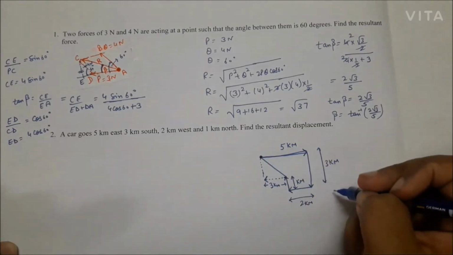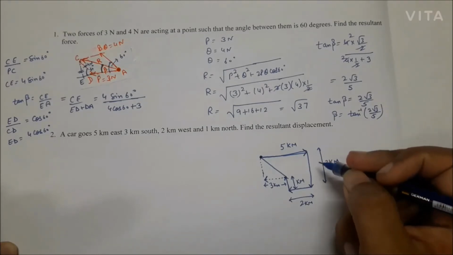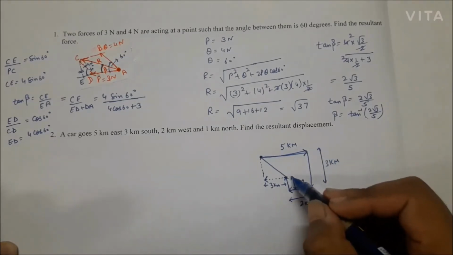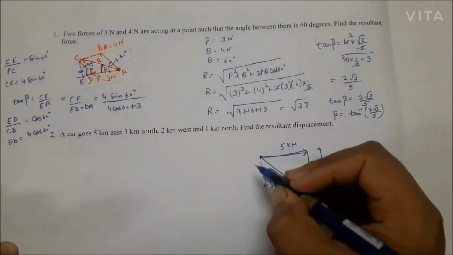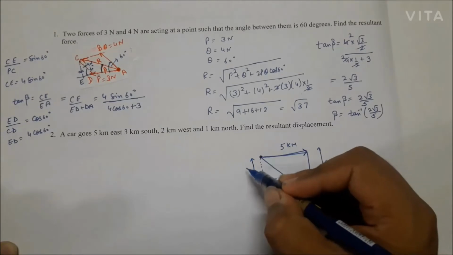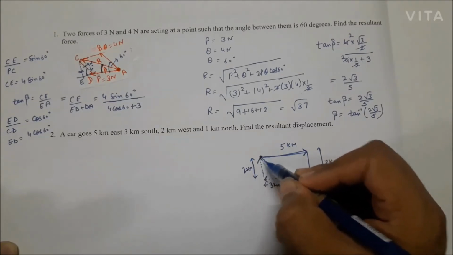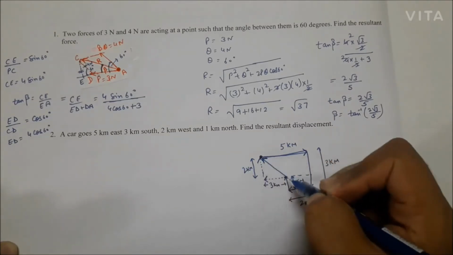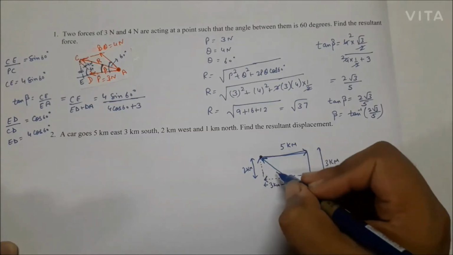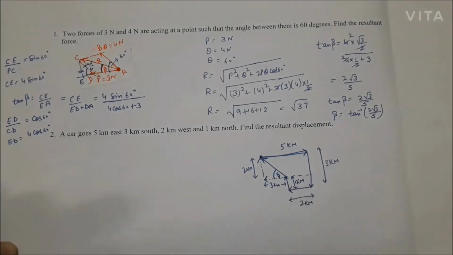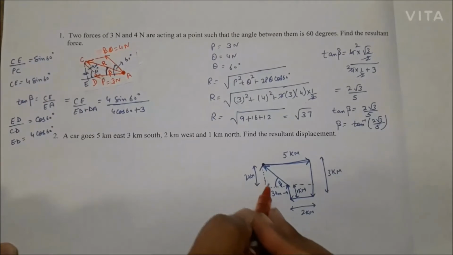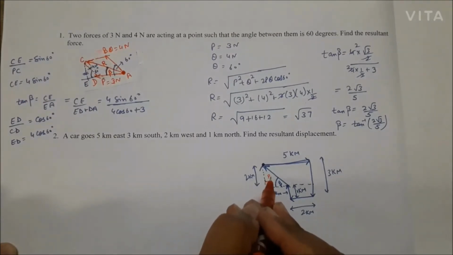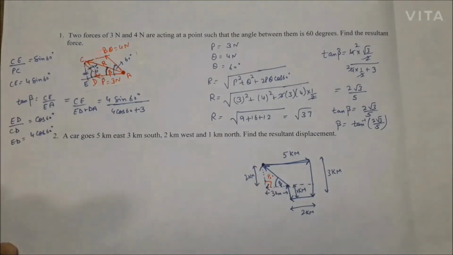3 kilometers it moves towards south and 1 kilometer moved towards north. So what is left? It is 2 kilometers. So the length of this vector is 2 kilometers in this direction. Now I have to find out the resultant vector. Say the angle of the resultant with this is beta. And the angle between the two vectors is what? It is 90 degrees. Okay, now let's start our question.